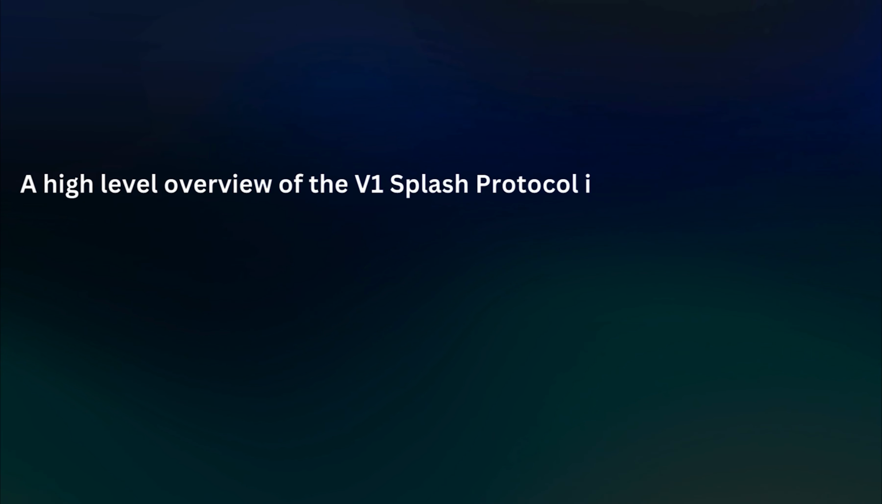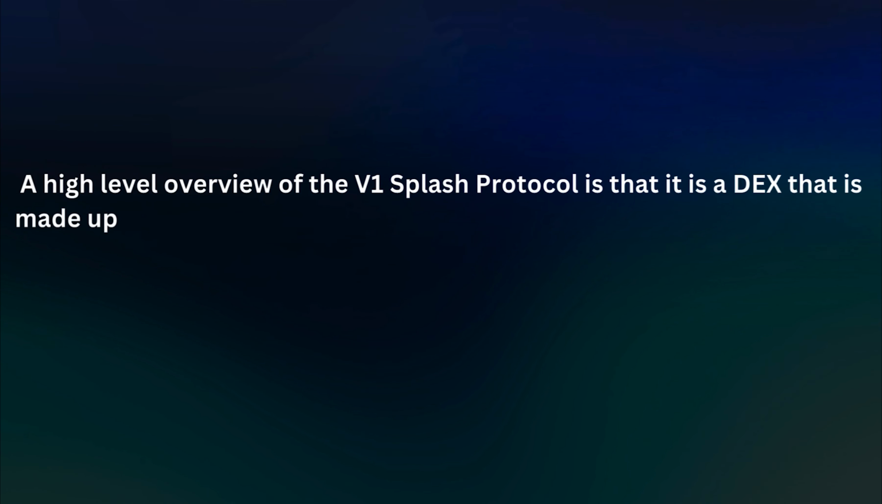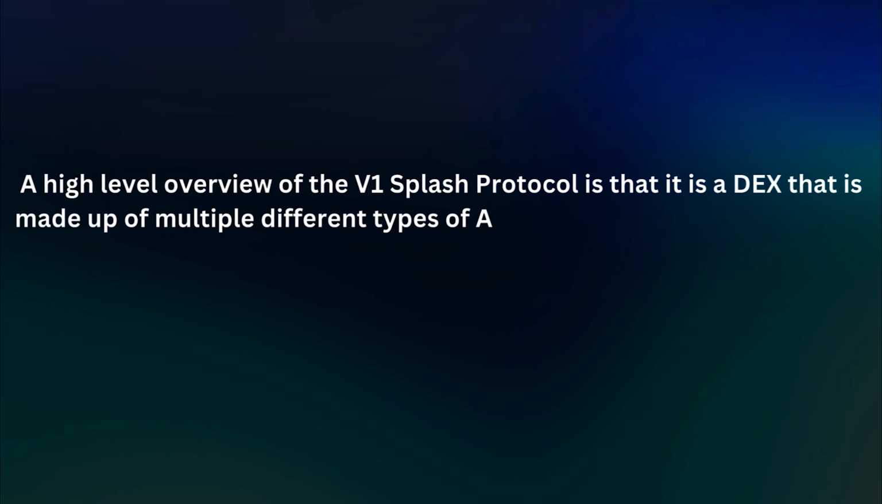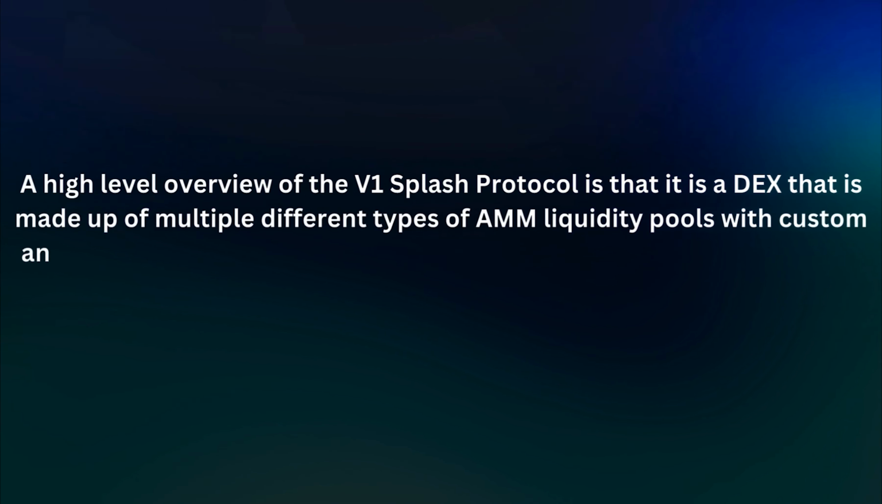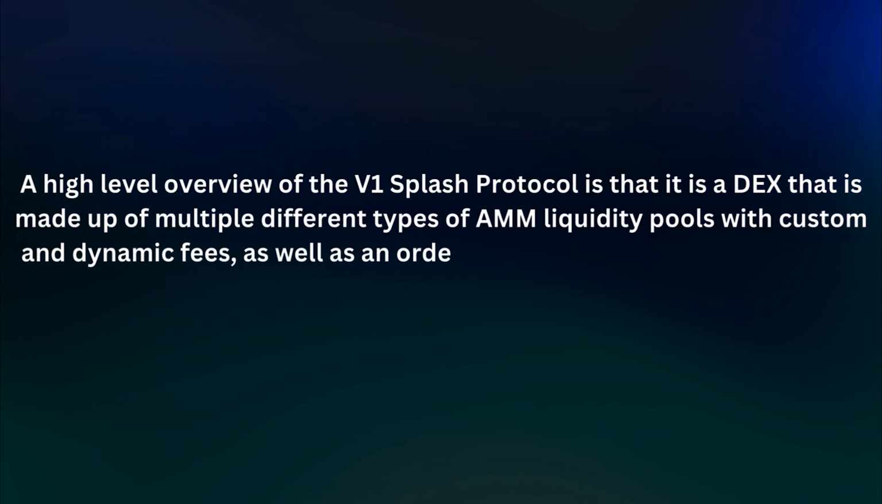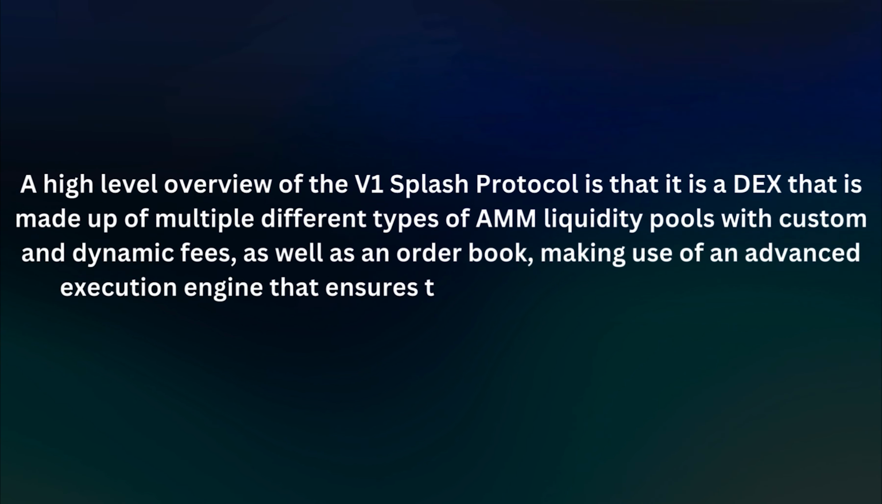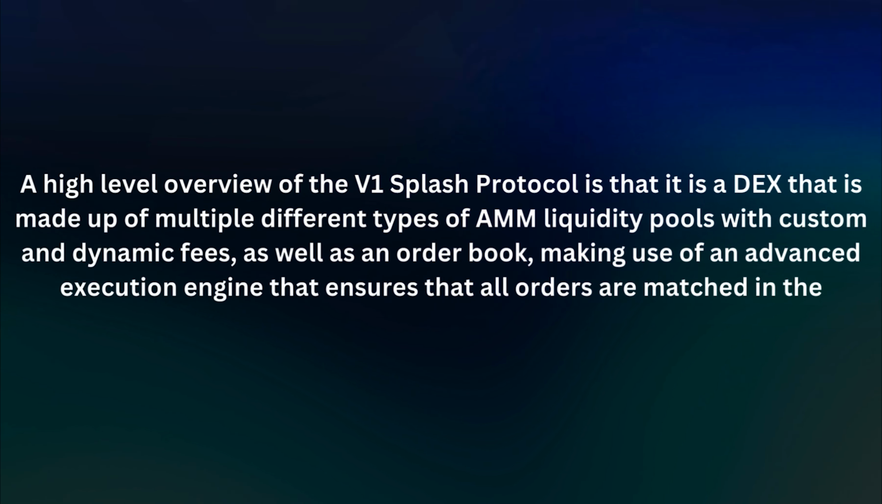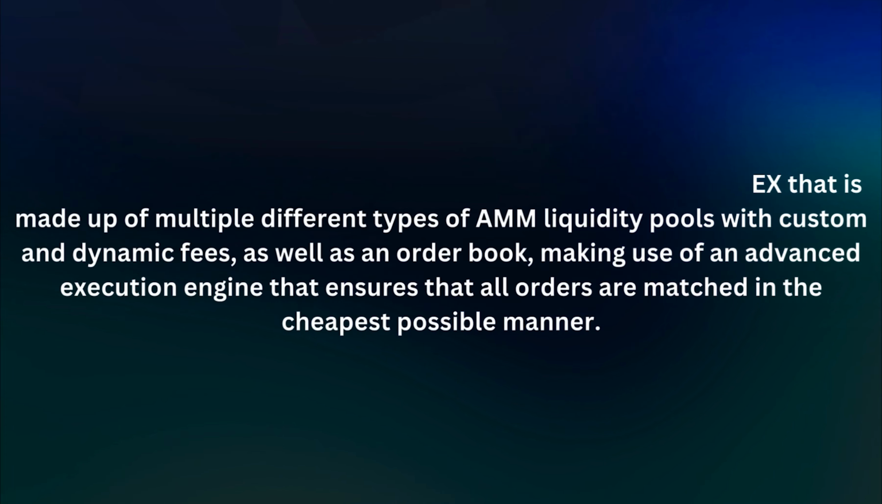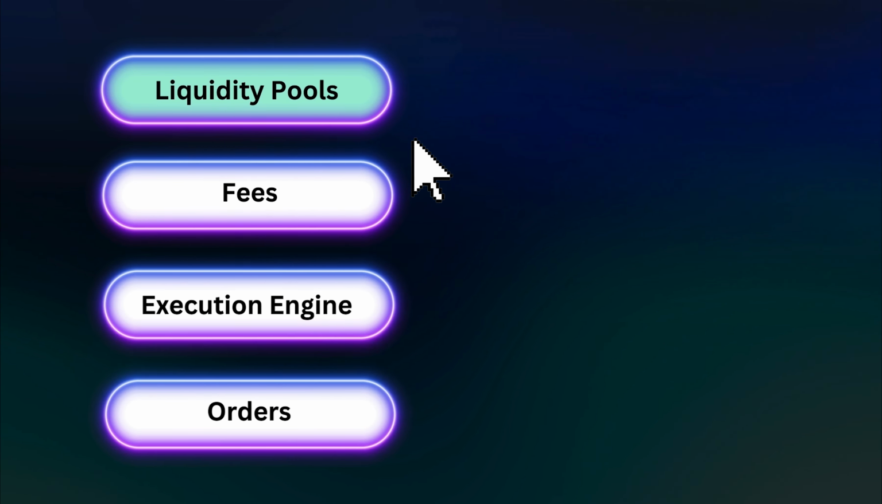A high-level overview of the version 1 Splash protocol is that it is a DEX that is made up of multiple different types of AMM liquidity pools with custom and dynamic fees, as well as an order book, making use of an advanced execution engine that ensures that all orders are matched in the cheapest possible manner. Alright, so let's get into it.